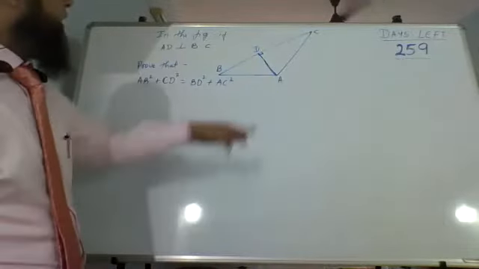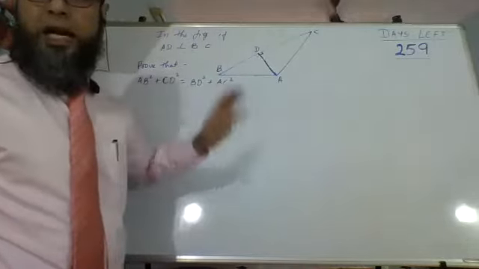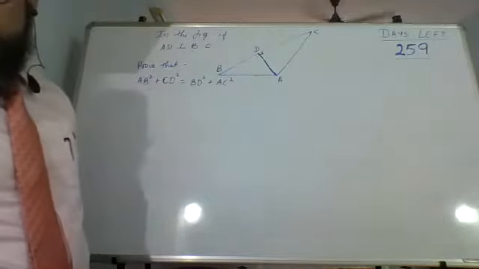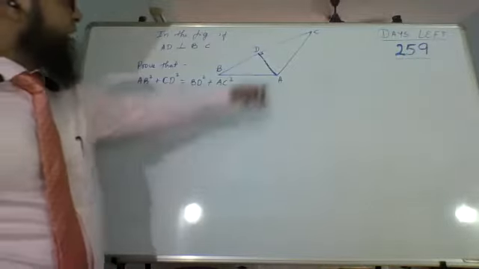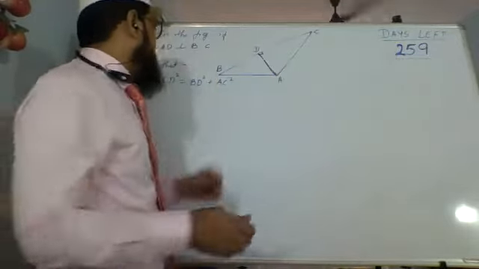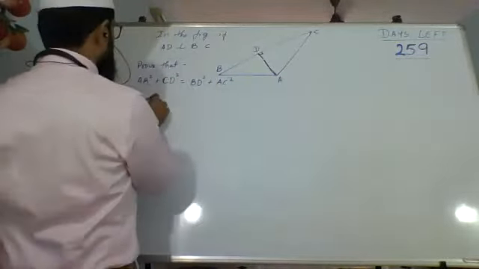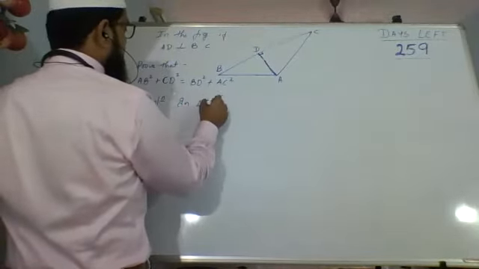Now again, the moment there is a right angle, I look at it as a right angle triangle, and I think in terms of Pythagoras theorem. So first I'll look at triangle ADC. This is 90, that means this is the hypotenuse. The solution: in triangle ADC.